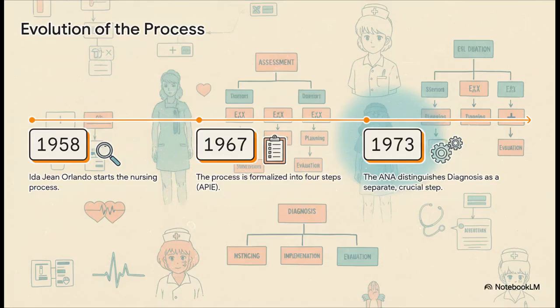And, you know, this process has grown over time. It all started back in 1958 with a nurse theorist named Ida Jean Orlando. By 1967, it was shaped into 4 steps. But the real game changer? That came in 1973, when the American Nurses Association pulled out diagnosis as its own distinct and critical step, giving us the 5-step model that's used all over the world today.